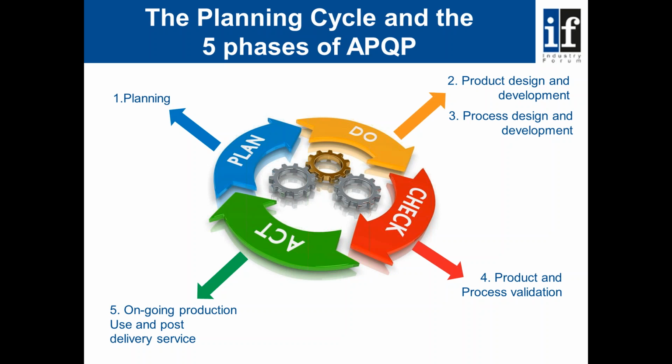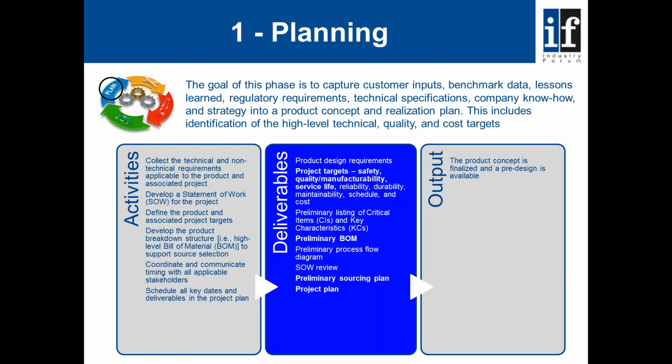We then get to step 4, which is product and process validation, which is a checking activity. Step 4 is really confirming 3 things. The first thing is that the product meets the specification. The second thing is that the manufacturing process can achieve the right quality. And the third thing is that this process can achieve the required rate. It's normally at this step 4 that PPAP is achieved, and then at step 5 we move on to ongoing production, customer use and post-delivery service. So let's take a few minutes now and look at the 5 phases in a little bit more detail.